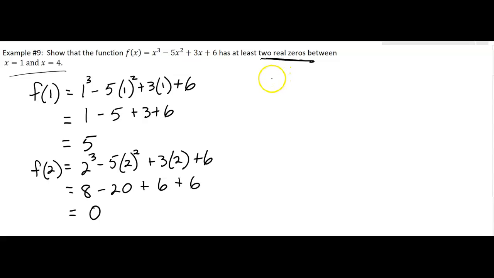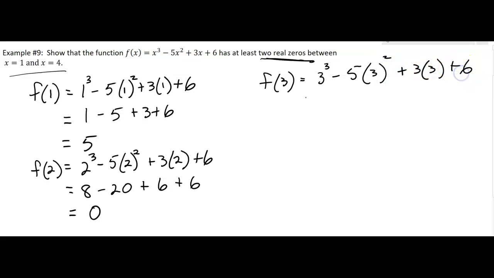Then we've got f of 3. See what we get for that. 3 cubed minus 5 times 3 squared plus 3 times 3 plus 6. So 27 minus 45 plus 9 plus 6. What do we get when we put all that together? So 15, negative 30, getting a negative 3 there. Okay, and then let's do f of 4 and see what we get there.